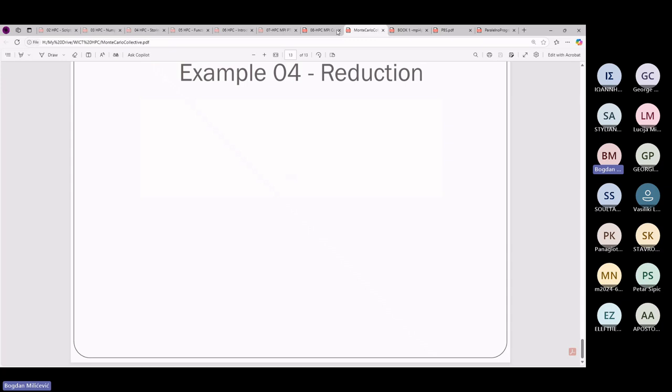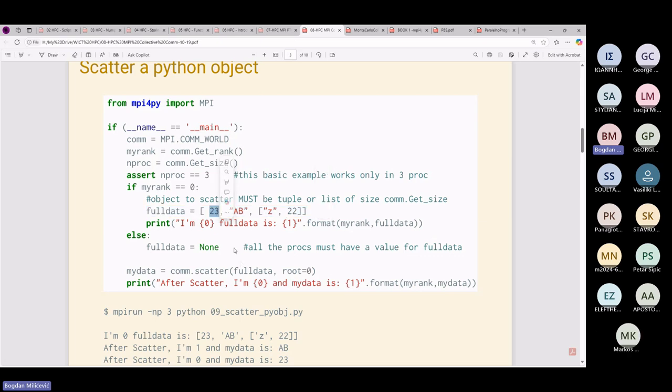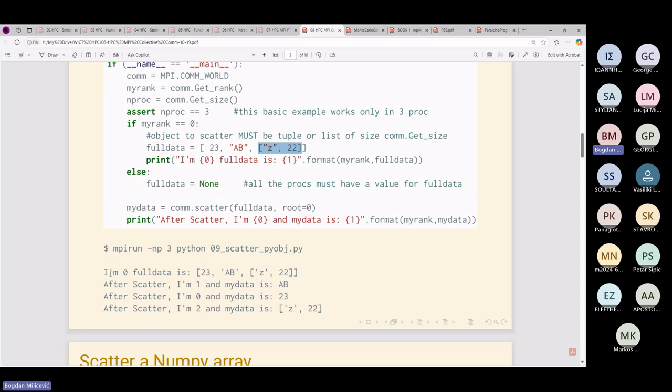And this is the example. So we're having some data, 23, AB, and this here. In Python, this example is really simplified because we have this dictionary, which will be distributed among the three processes. So 23 will be at the 0th process, the AB will be at the first process, and this list will be at the last process. So this is the result.